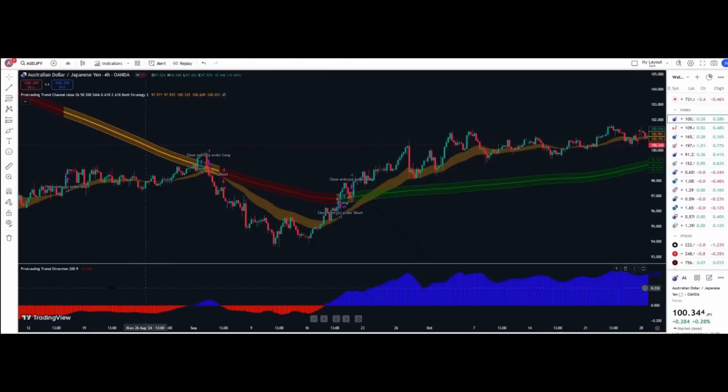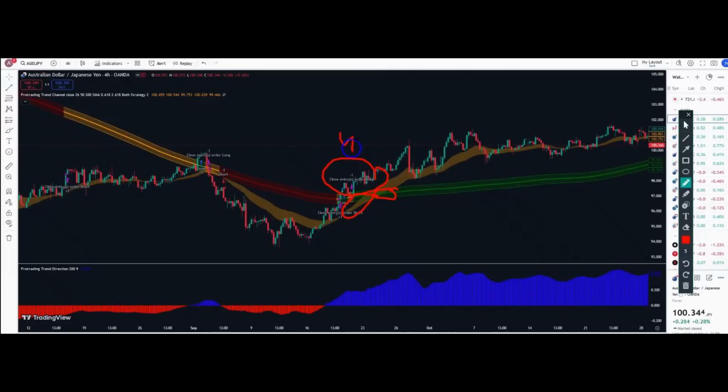So if the pro trend direction is confirming what you can see on this chart, at this point the price is currently above the channel and above the cloud. Here you have the cloud and here you have the channel. Price is trading currently above the channel and also above the cloud. So this is an indication that you are currently in an uptrend.